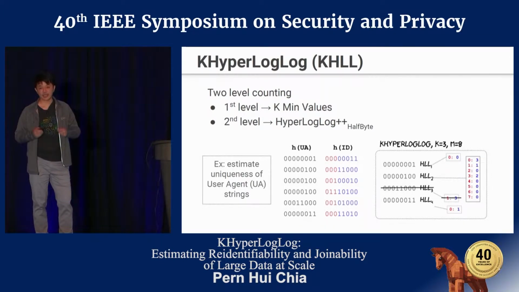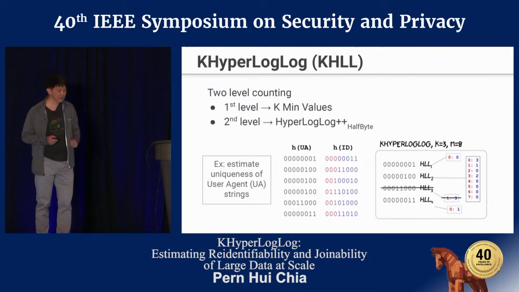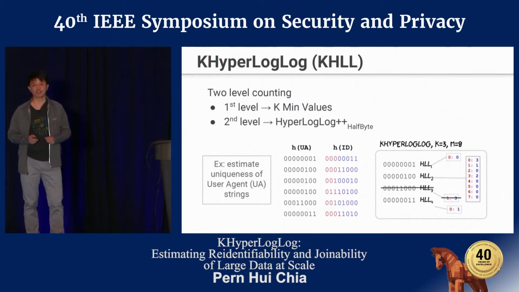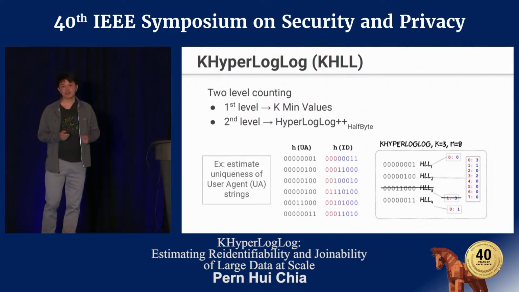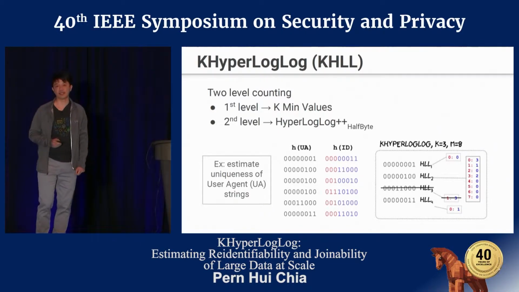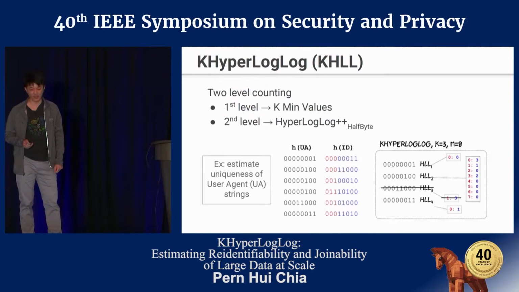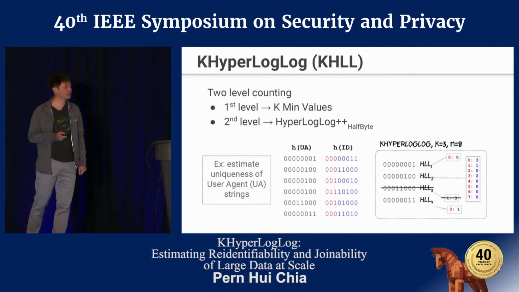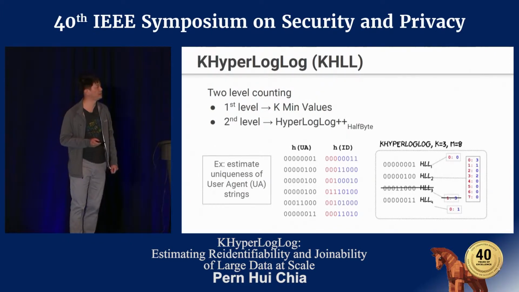So first we will hash the pair of values, and we check whether the hash of the user agent already exists in the sketch. If it is already in the sketch, we will simply update the corresponding HyperLogLog sketch with the hash of the ID. If the hash of the user agent is not in the sketch yet, we will check whether it is among the k smallest hash values. If it is among the k smallest hash values, we will create an entry in the KHyperLogLog, and we will purge the entry with the largest hash of the user agent if necessary.